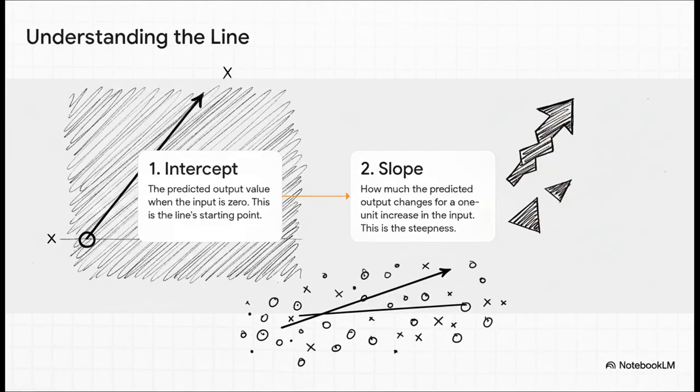And here's the amazing part. Every single straight line, it doesn't matter how complicated the data seems, is defined by just two things. First, you have the intercept. That's just the starting point, where the line hits the vertical axis. And second, you have the slope. That's just how steep the line is.